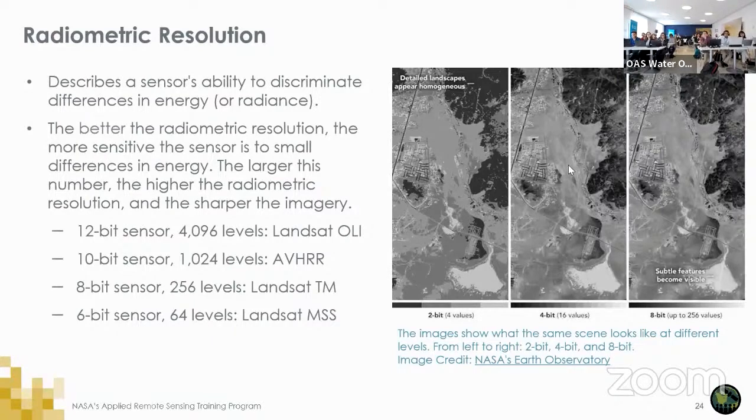And this is for 8-bit. Landsat 8 is up to 12-bit. So it just allows you to have a finer grain on how much energy or radiance you're able to collect per pixel. And that's what radiometric resolution is referring to. Next slide.